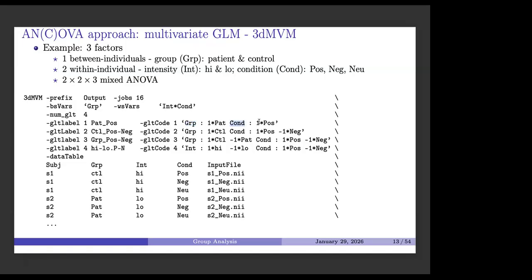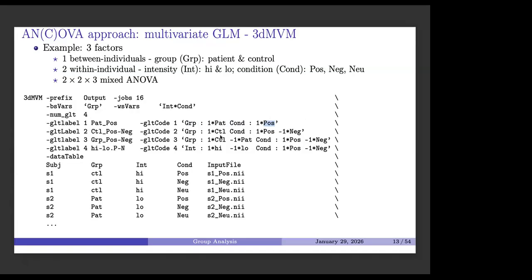For the condition factor, we put the colon. Also, after the colon, we need a space. If we don't put a space, the program will not be able to identify that as a factor coding. So for the condition factor, we fix on the positive emotion, so we put a weight of 1. So that's this simple case.